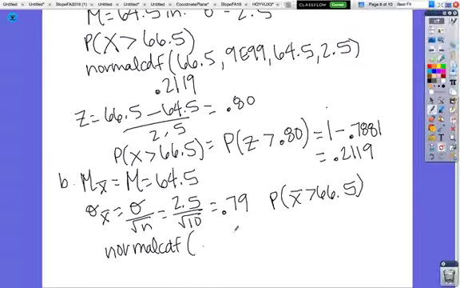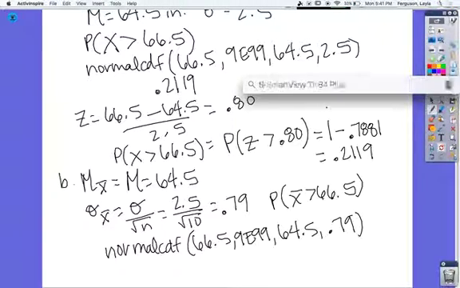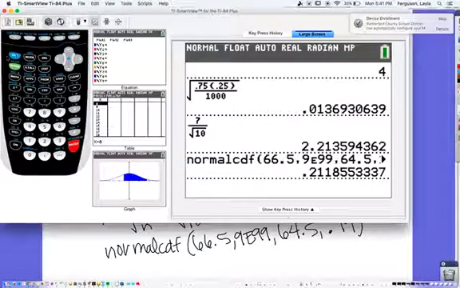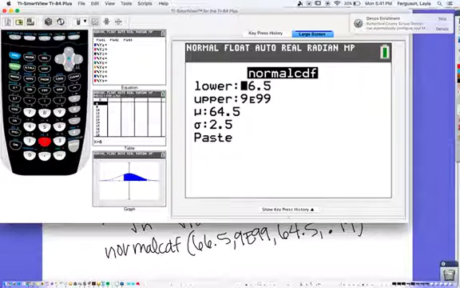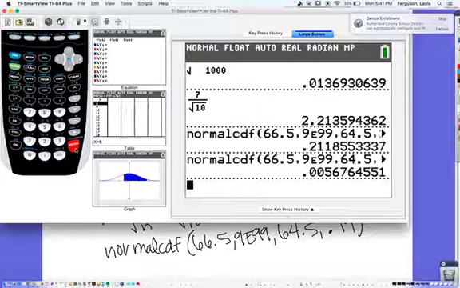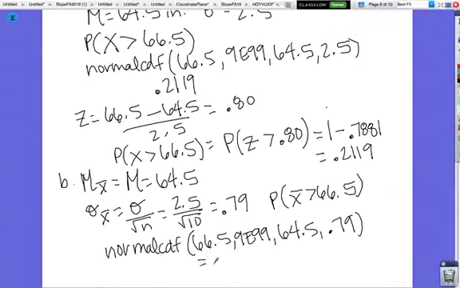So your normal CDF, you would let your lower bound be the 66.5, your upper bound be infinity, however you want to represent that. This time your mean is going to be 64.5, but your standard deviation is going to be 0.79. So when you go to do that on the calculator, you'll do second vars. You'll do option 2, normal CDF. Your lower bound 66.5, upper bound infinity. Mean stays at 64.5, but your standard deviation changes to 0.79. And whenever you do that, you get 0.0057, approximately.